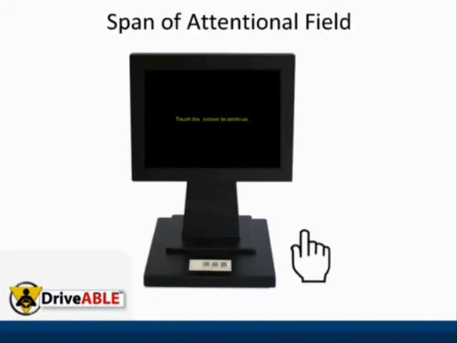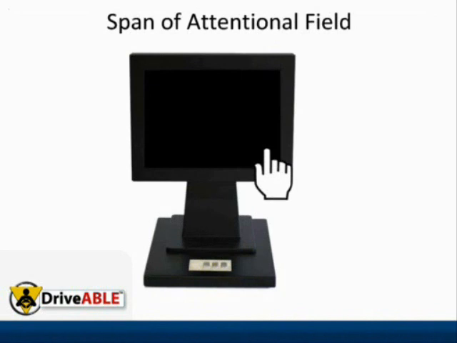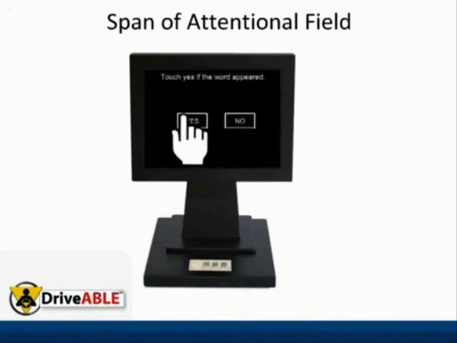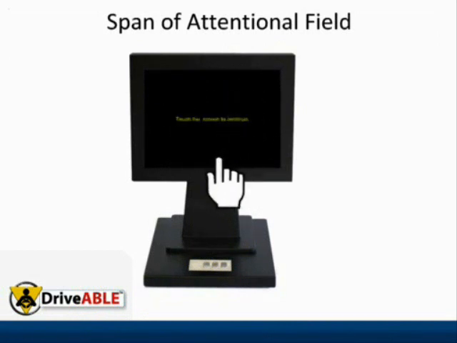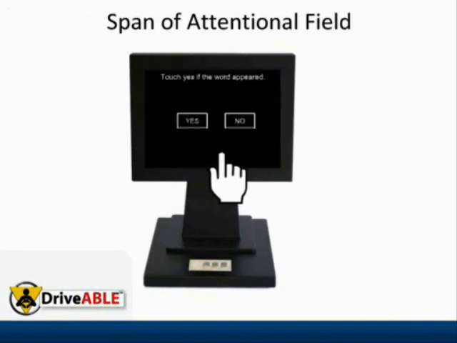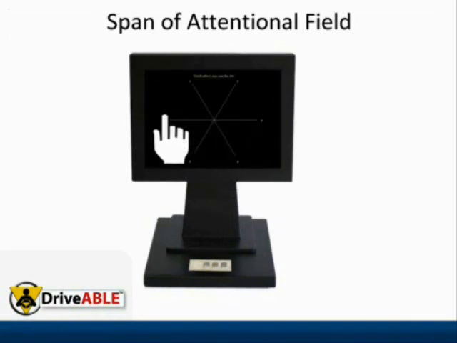Span of attentional field task. While we are attending to the road ahead, it is important that we are able to identify events, for example, traffic signs and pedestrians, that occur in the periphery. This task engages the client's attention at the center of the screen by asking them to make a decision about a briefly presented word and to identify the location of a simultaneously occurring target presented at different distances and directions from the center of the screen.